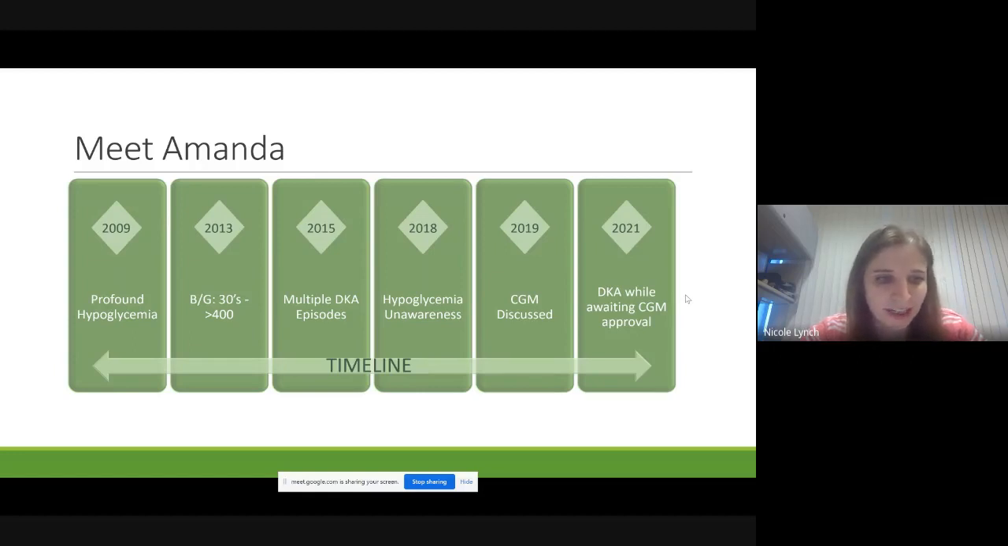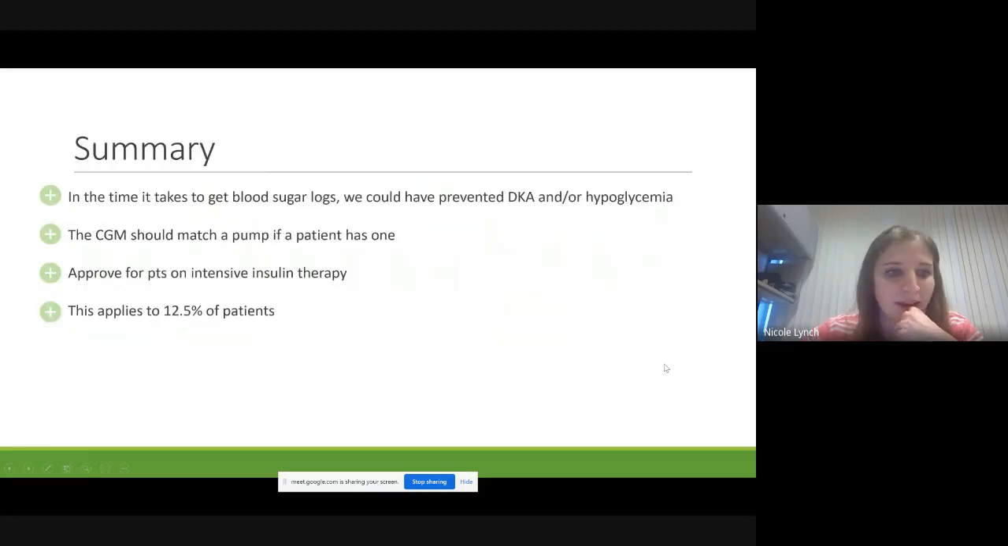Since the beginning of the year, Amanda has gone into DKA twice, largely due to hypoglycemia fears. One of her DKA episodes has been while awaiting CGM approval. I would urge you to consider the barriers that Amanda and many like her face, and then ask yourself the things that we are waiting for to approve a CGM and at what point this would have been an inappropriate allocation of resources. Patients on Medicaid are often in a similar situation to Amanda. Their life circumstances are often littered with poor family support, poor health literacy, food insecurity, and even at times mental health difficulties.